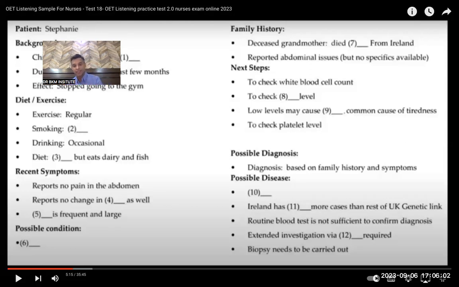Then you are going to the next thing, possible diagnosis. So all of a sudden it has gone fast. So you need to keep the focus high. And you need to know about these things, that which blanks you have to fill. Like the 10th, celiac disease: Ireland has dash more cases than the rest of the UK.